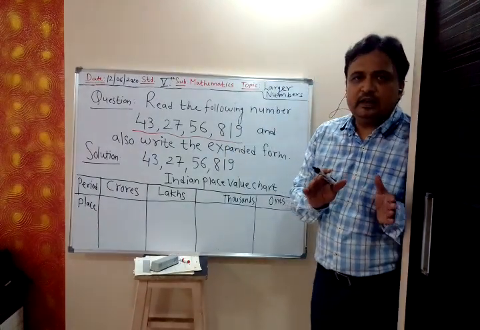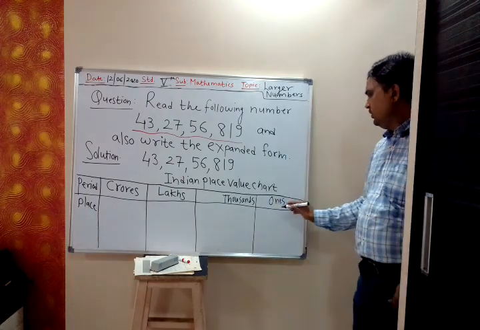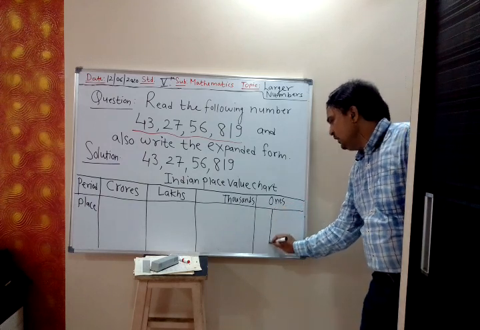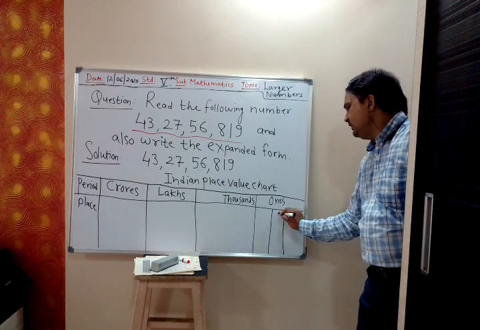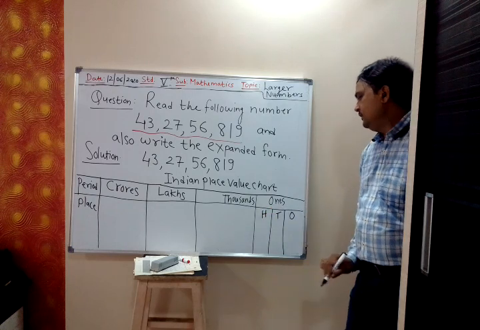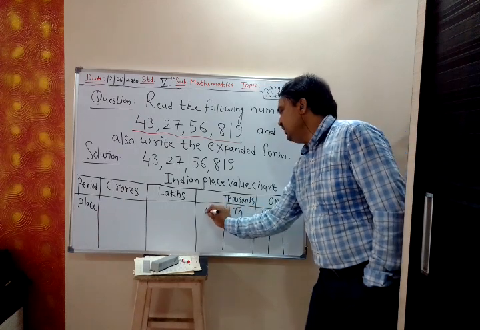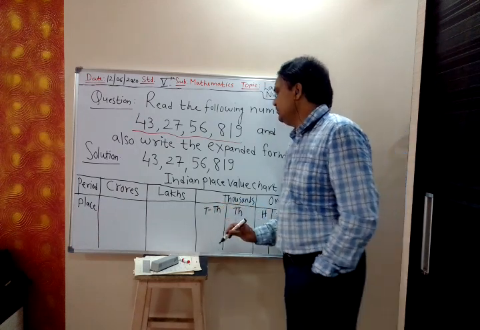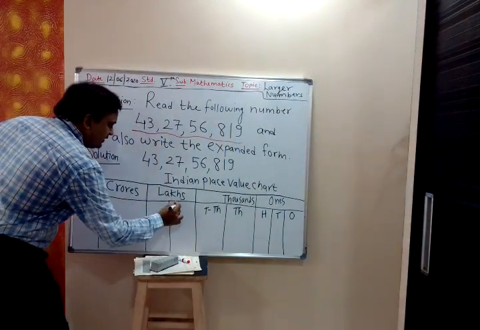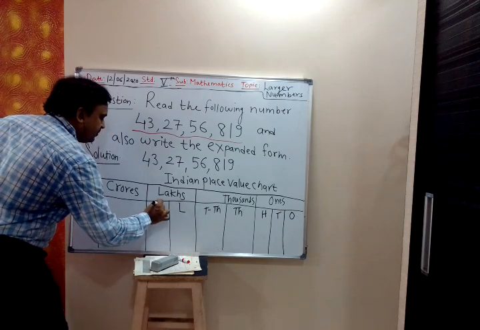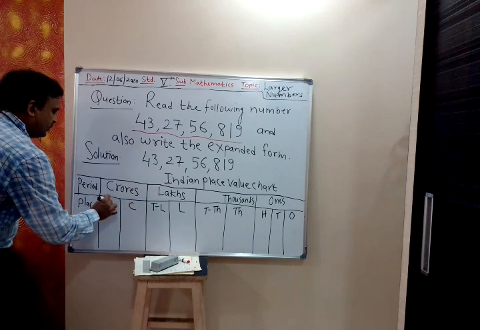You can keep your mobile phone horizontally. For ones there are three digits: ones, tens, 100. Then thousands, there are two digits: 1000, then 10,000. Lakhs, we have two digits: lakhs, then 10 lakhs. Then crores, we have crore and 10 crore.